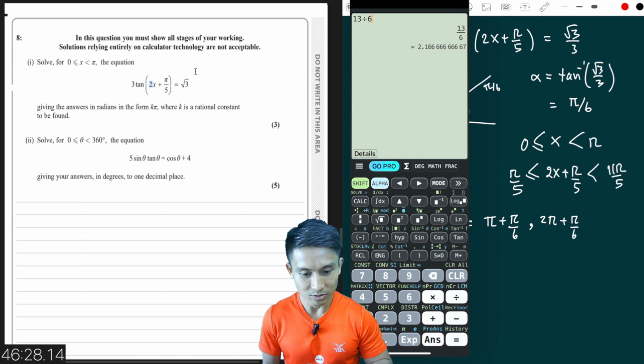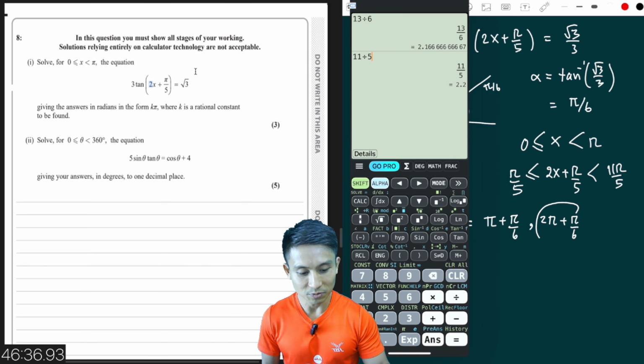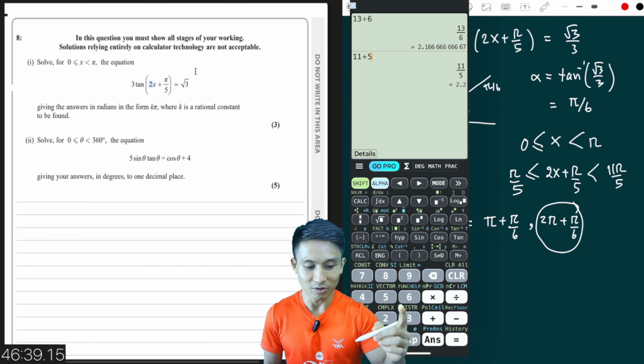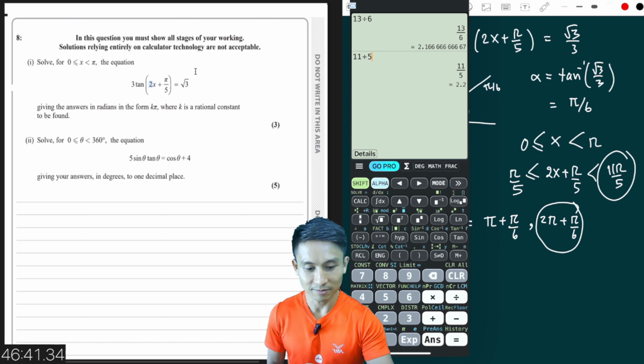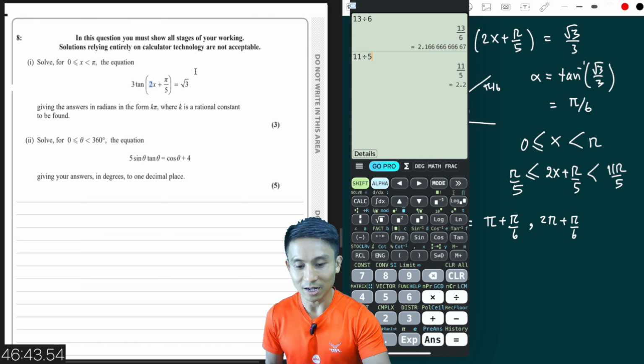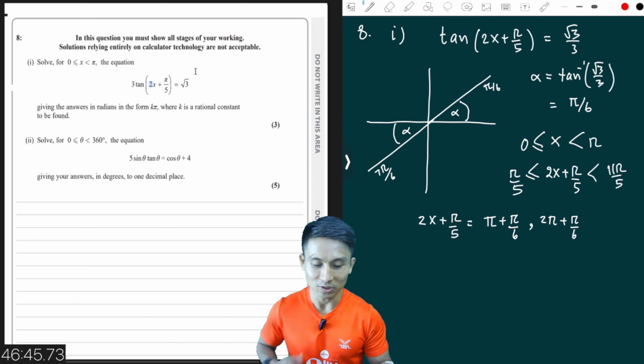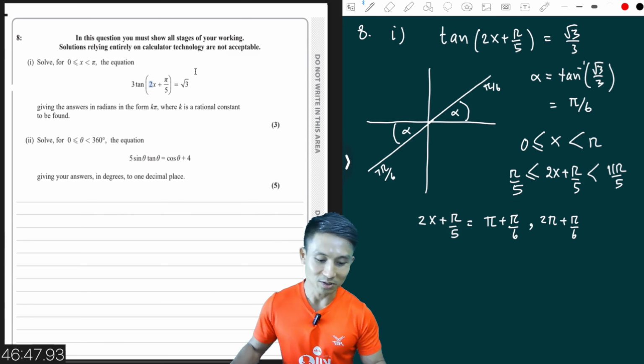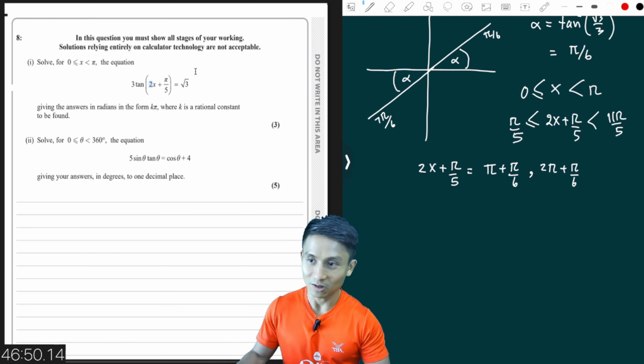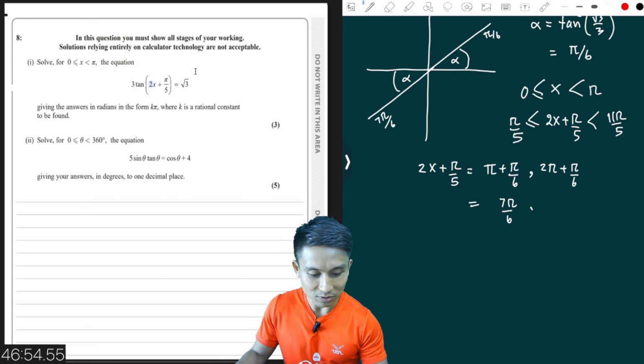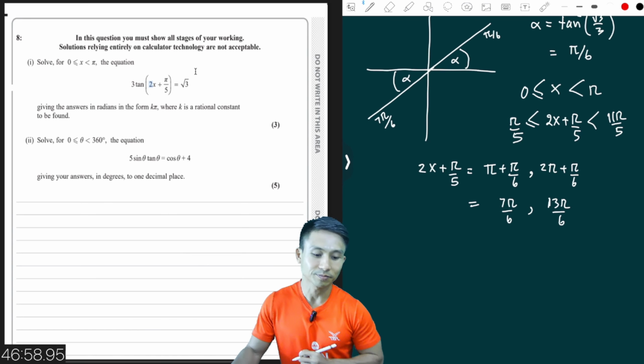So that's 2.166, right? We're going to compare it to the bounds here, 11 over 5. Yeah, so this one works because it's still less than 11 over 5, which is the bound here. And I think the next one will be out of the range already, so we just take these two. Now after we got these two, we're going to solve for x accordingly. So that would just be 7 pi over 6, the first one, and the second one is just 13 pi over 6.